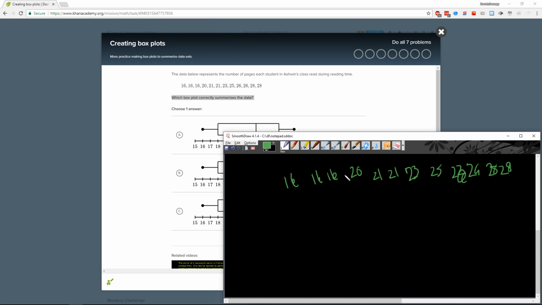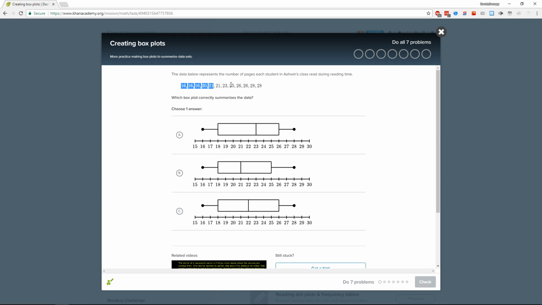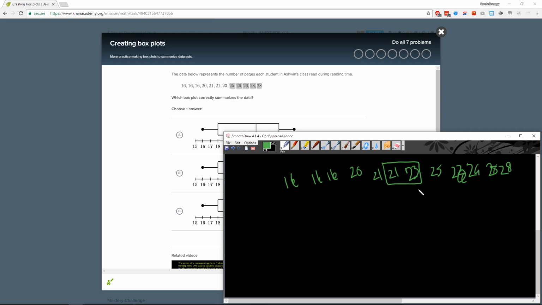So 1, 2, 3, 4, 5, 6, 7, 8, 9, 10, 11, 12. 1, 2, 3, 4, 5, 6. So I think these are the two middle ones, huh? So we have 5 on this side. Nope. 6 on this and 5 over here. Does that look right? So 5 on this side, and 5 over here, yes. Okay. So the center right there is 22.